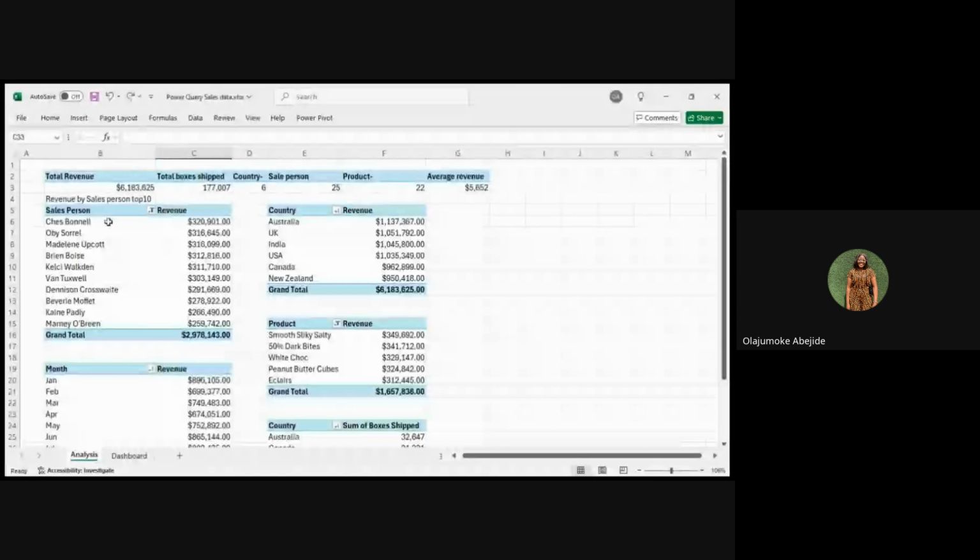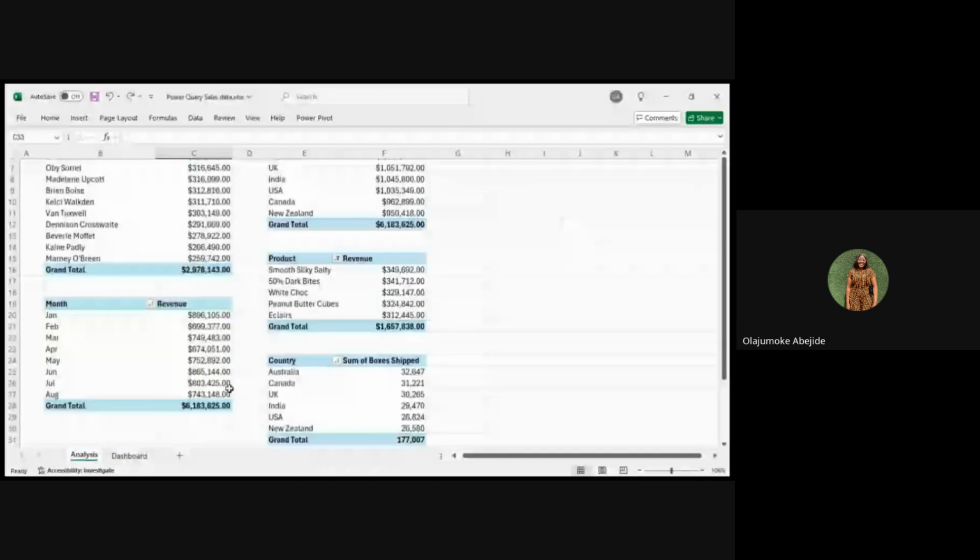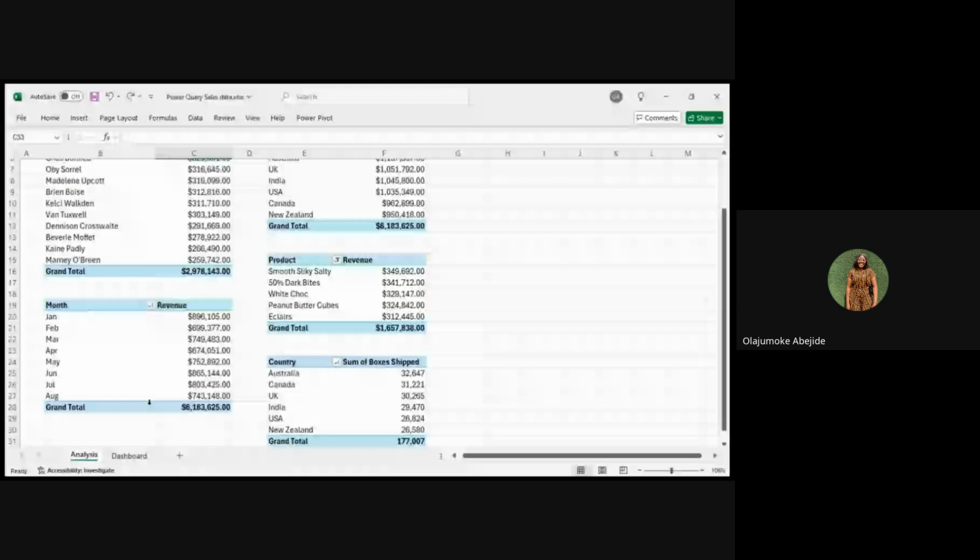So for salesperson, we have the top 10 salespersons from the highest to the lowest. Then for the country, we have the top 5 countries from the highest to the lowest: Australia, UK, India, Canada, and New Zealand. And these are the revenues each of these countries accumulated in the year 2022. We have the months from January to August, 7 months in total, also from highest to lowest.